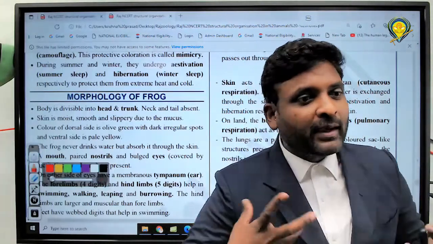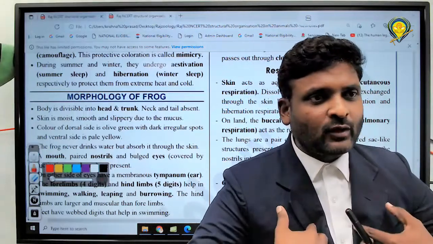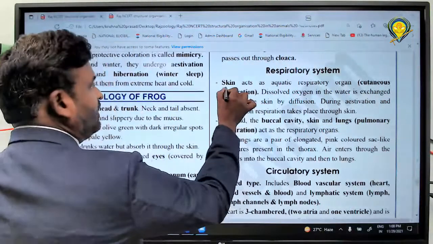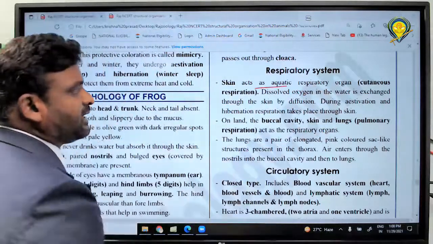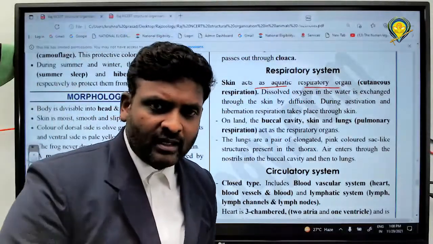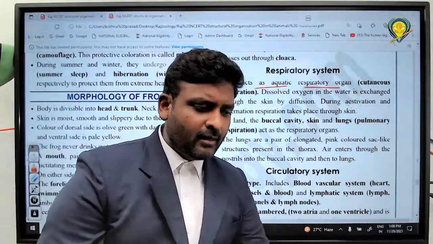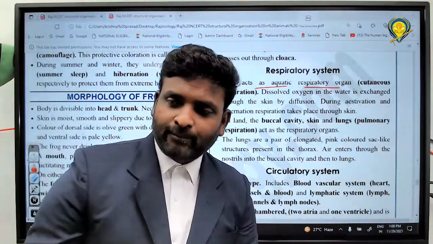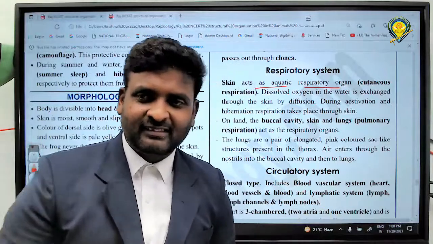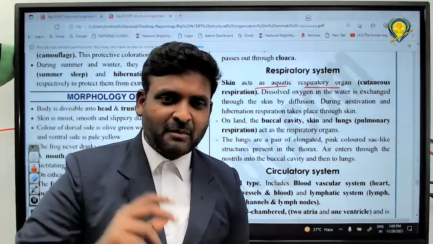A pair of pinkish lungs is located in the thorax region of the frog. Here also the same: skin acts as a what? Aquatic respiratory organ, because whenever the frog is within the water, and sometimes they can respire by the skin whenever it is present on land also, up to the moisture present in the body.